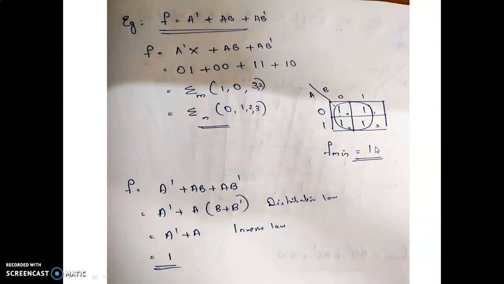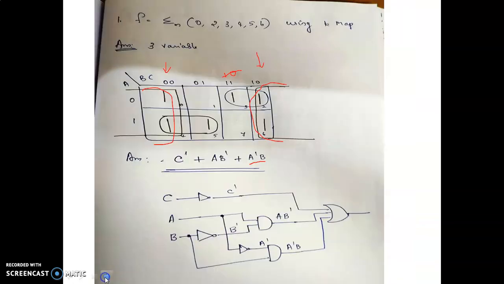Okay. Now moving to the next slide. Next, what we are going to see is a 3-variable K-map. How did we come to know it is a 3-variable K-map? When we check the sigma M values, they are not up to 3. It is 4, 5 and 6 as well. So definitely it will be 2 raised to 3, which is 8 cells. So 3 variables are there.